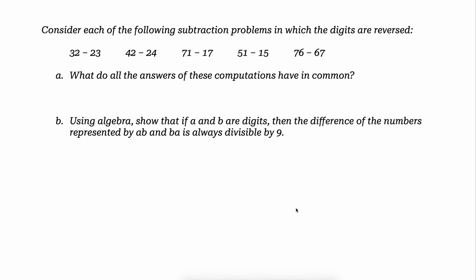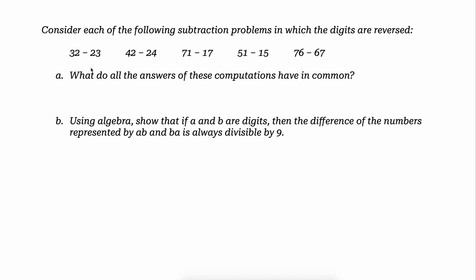Continuing in this section on problem solving with algebra, we're going to look at a couple more examples. The first one says, consider each of the following subtraction problems in which the digits are reversed. So we have 32 minus 23, 42 minus 24, 71 minus 17, 51 minus 15, and 76 minus 67. It says, what do all of the answers of these computations have in common?